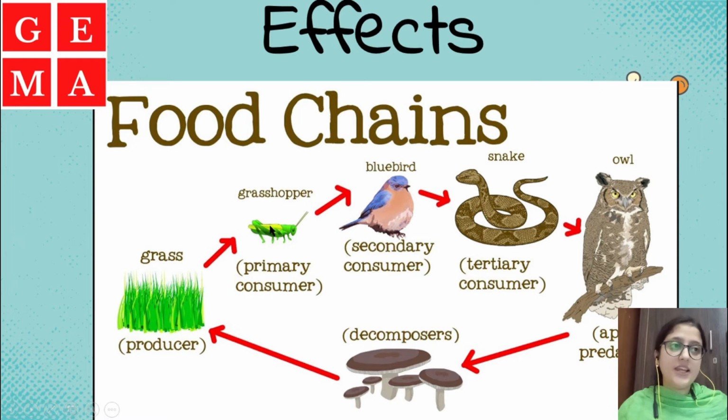So for example, I'll give an example here. Supposing the bluebird, which is a secondary consumer, goes extinct. If the bluebird goes extinct, the grasshopper has nothing to be predated by. So the grasshopper is not eaten by any other animal because the bluebird is extinct, right? Now if the grasshopper is not eaten by any animal, it will reproduce, and a lot of new grasshoppers will be born.